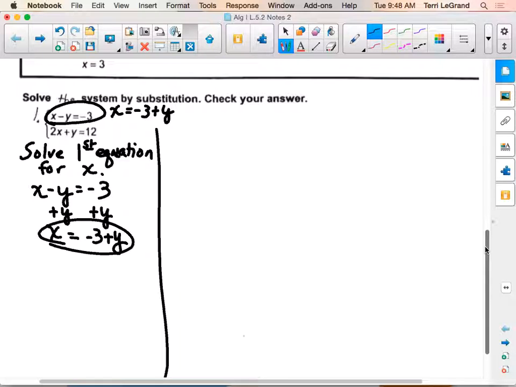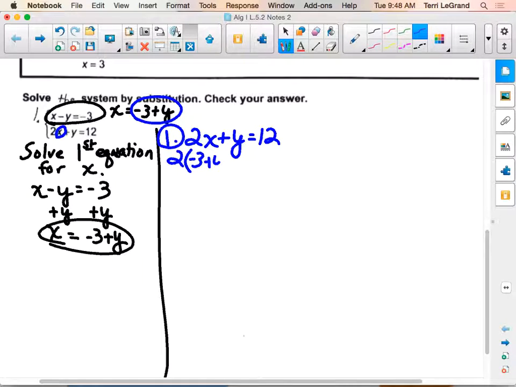So we got one of them solved, so now we know that x can be replaced with -3 plus y in our other equation. So we're going to substitute into our 2x plus y equals 12. And we're going to substitute our -3 plus y in for that x. And again, I said yesterday, if after you've done your substitution step, you still have both x's and y's in your equation, that's a problem. So now we just have y's involved, so we can solve this equation now for y. So go ahead and get this equation solved for y.